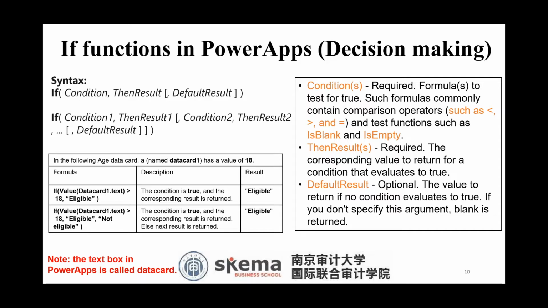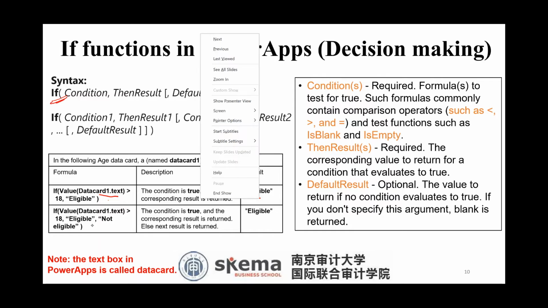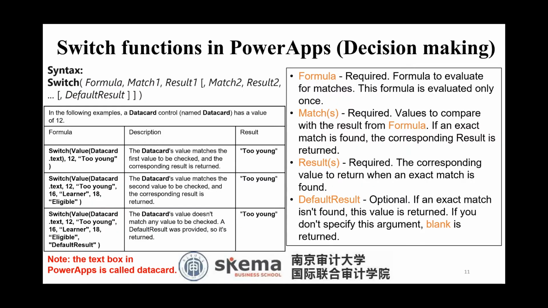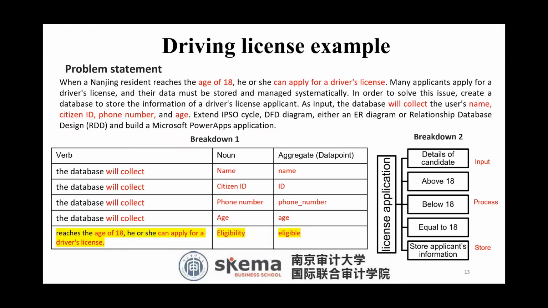So the basic idea that we will be using to validate this form is the if-else. The formula is something like this: if value of data card 1.text, what's data card 1? We will look at it in the video in more detail. Is greater than 18, we say eligible, and if it's not greater than 18, not eligible. So we make some variations in if-else. We can use switch case to achieve the same, but we will look at the if-else example step by step.